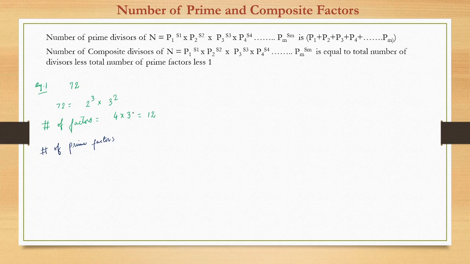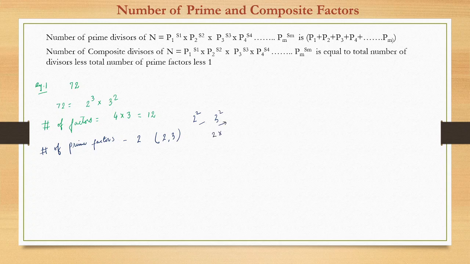See, the prime factors would be only 2 and 3, right? Now imagine if you take any other power of 2 or 3, then those would not be prime numbers. If you take 2 squared, then 2 squared is not a prime number. Similarly, if you take 3 squared, that's also not a prime number.